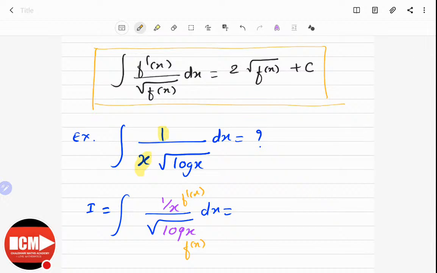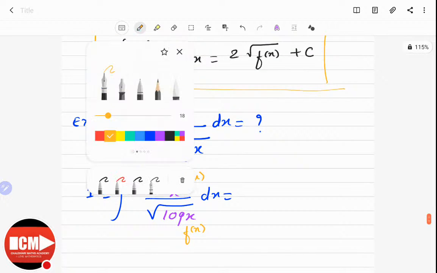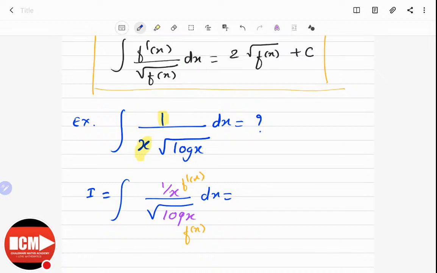See, this corollary always helps you in saving your time in solving the questions. So now apply. The final answer for this question is twice of under root f of x. f of x in this case is log x, plus c. So is it correct? The final answer is twice of under root log x plus c.